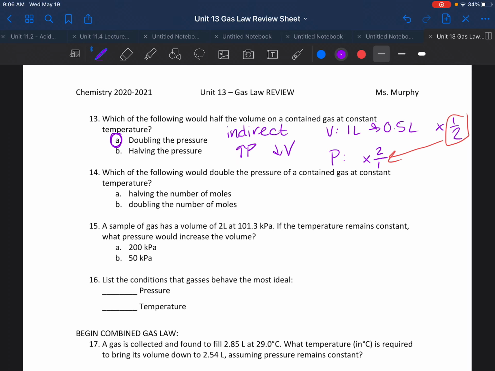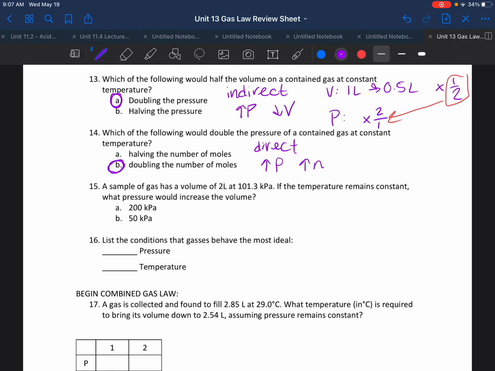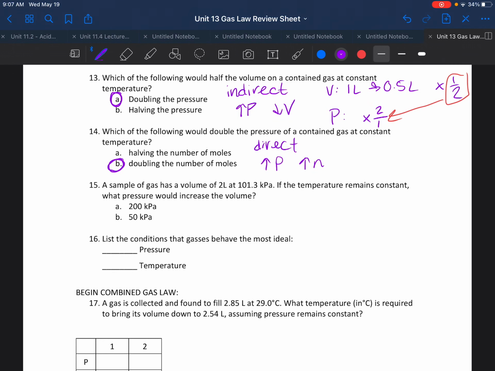14. Which of the following would double the pressure of a contained gas at constant temp? Now, what we're looking at is pressure and number of moles. And what we know about this is our direct relationship. And so if we want to increase pressure, we better increase the number of moles. And so this is also going to be doubling. Because if you double one, you double the other. It's proportional.